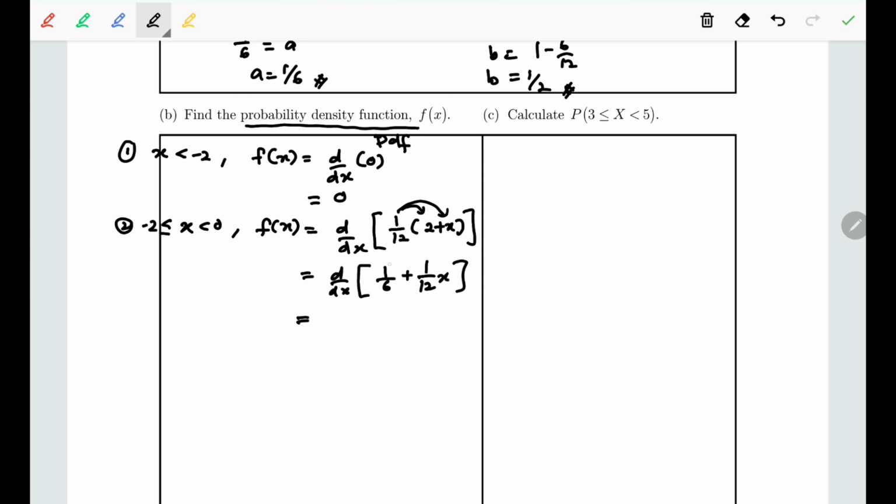So differentiate 1 over 6, of course, 0. Differentiate 1 over 6, 0. Differentiate 1 over 12x will give you 1 over 12.